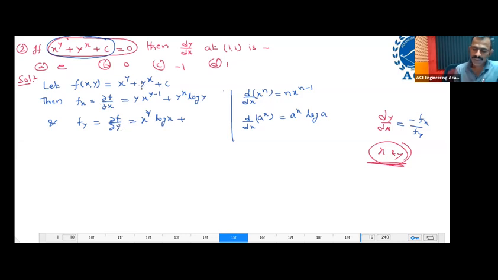We are doing it with respect to y. In the second term, the base is variable, the power is constant. For this y power x, we can use the x power n formula. x into y power x minus 1. Now we know the two derivatives, we can find the ordinary derivative.